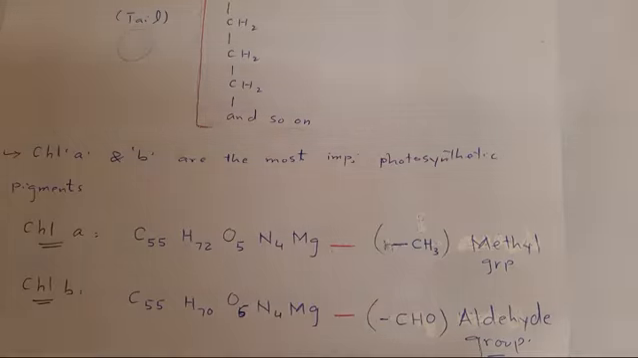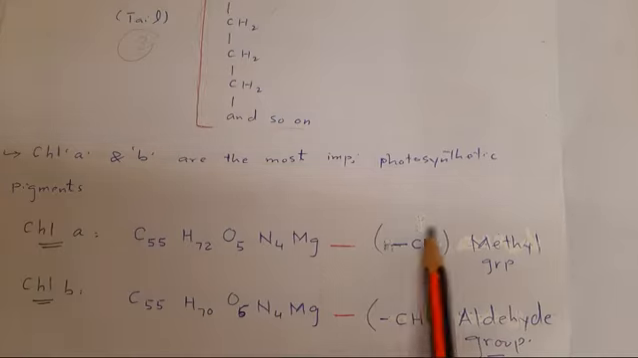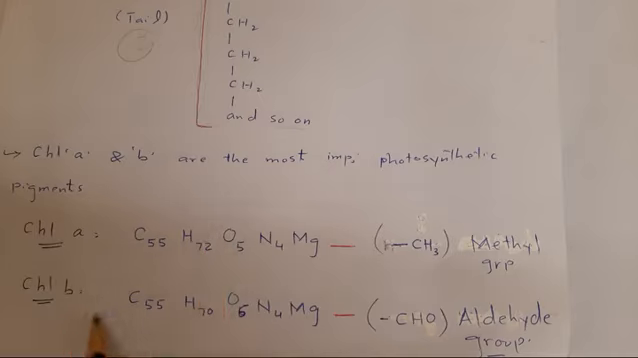The two chlorophylls are different from each other because the chlorophyll A molecule has a methyl group, CH3, while the chlorophyll B molecule has a CHO aldehyde group. The difference between chlorophyll A and B is that chlorophyll A has a methyl group while chlorophyll B has an aldehyde group.